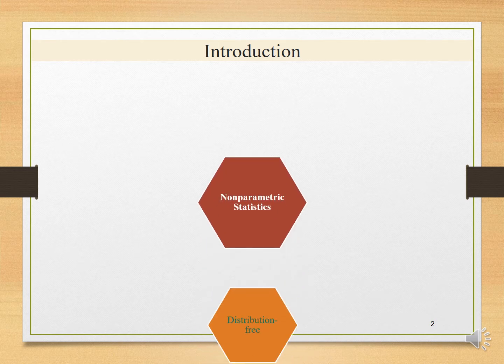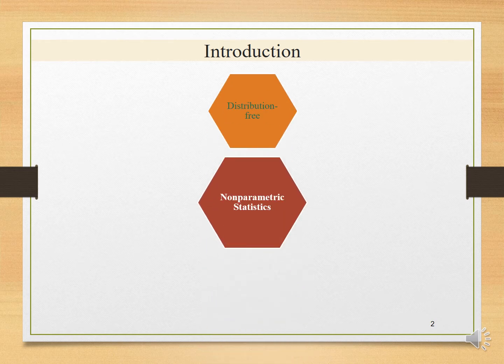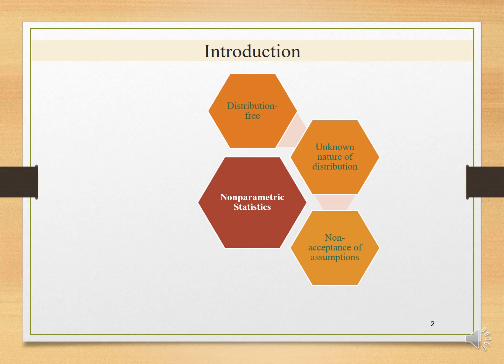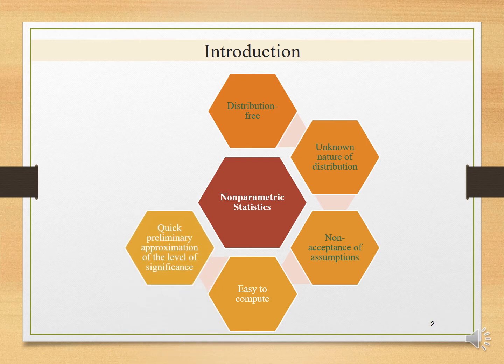Non-parametric statistics, also known as distribution-free statistics, may be applicable when the nature of the distributions is unknown and we are not willing to accept the assumptions necessary for the application of the usual statistical procedures. Many of the non-parametric tests are easy to compute and can be used for a quick preliminary approximation of the level of significance. Most non-parametric methods require that the data be continuous and independent.